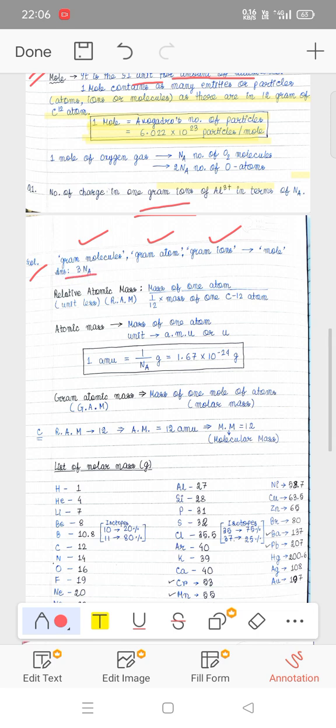Okay, next we are coming to relative atomic mass. What is this relative atomic mass?